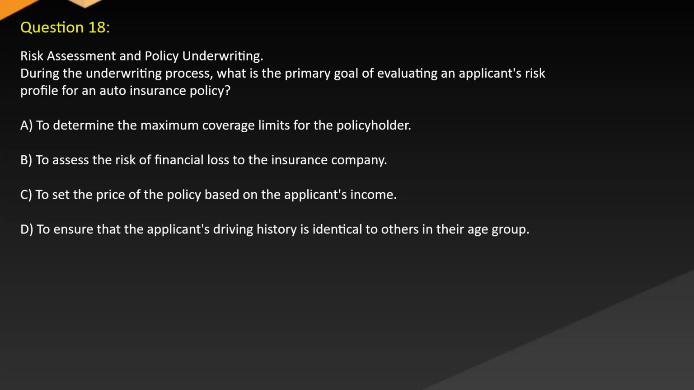Question 18. Risk assessment and policy underwriting. During the underwriting process, what is the primary goal of evaluating an applicant's risk profile for an auto insurance policy? A. To determine the maximum coverage limits for the policyholder. B. To assess the risk of financial loss to the insurance company. C. To set the price of the policy based on the applicant's income. D. To ensure that the applicant's driving history is identical to others in their age group.